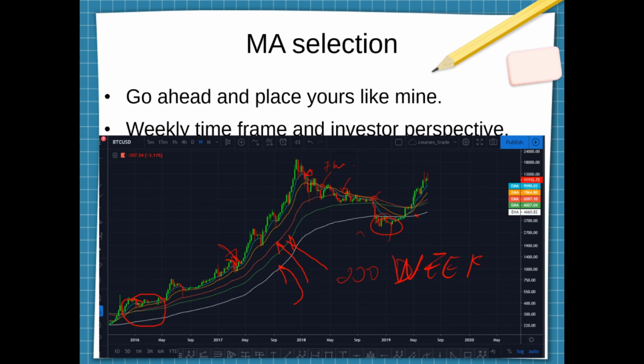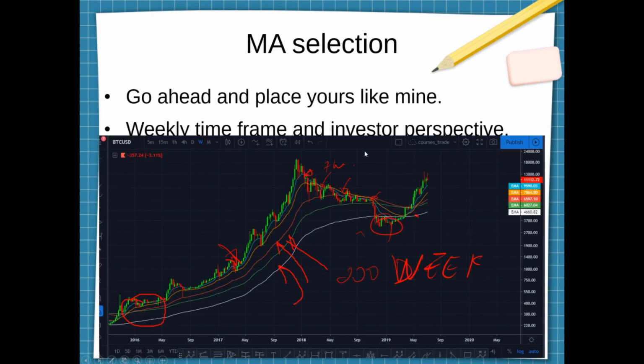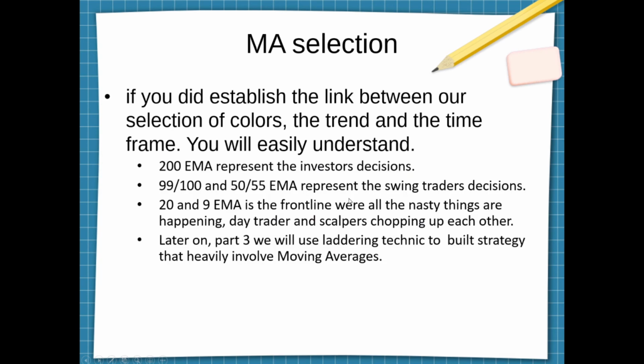That's the reason why these moving averages have different strength: the 200 is stronger than the 9, and that's the kind of logic you're supposed to have in your mind when you're looking at the market. Now, if you established the link between our selection of color and the trend, you realize that the way these colors and positions are arranged expresses the same reality. So the 200 represents the investor decision, very important. The 99, 100, 50, 55 represent swing traders' decisions.